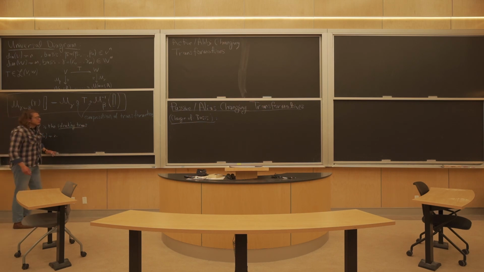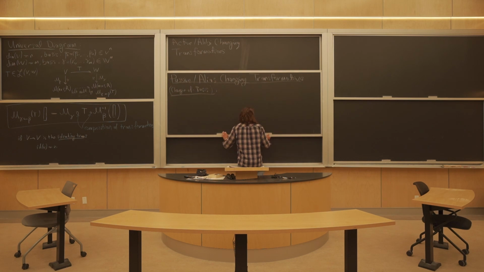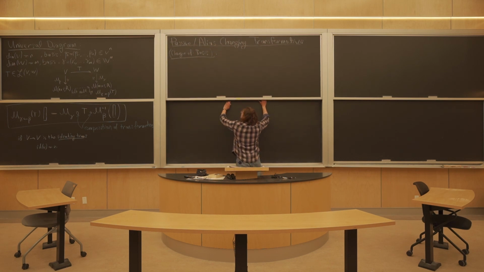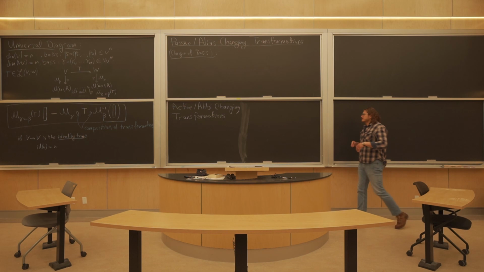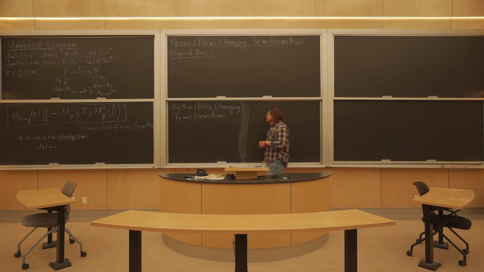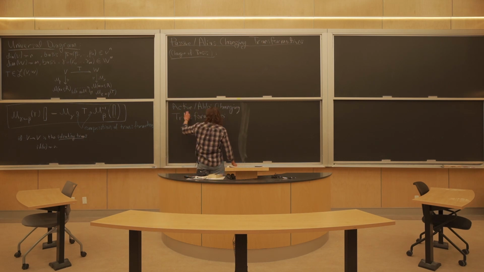Now we have a separation into two classes of linear transformations. This is very important in computer science, computer graphics, physics, a lot of different areas. One is called an active transformation. The other one is called a passive transformation.